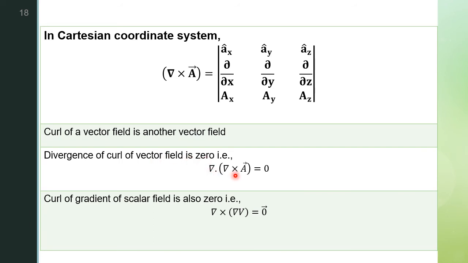Now when you take the divergence of the curl of a vector field, it is a property that if you take del cross A, it is the curl of a vector. Again, if you apply the divergence operator, it will always be equal to 0. And when you take the curl of the gradient of a scalar field, that is, the gradient is del V, if you consider del cross del V, it will also be equal to 0. So these are the properties related to the curl of a vector.